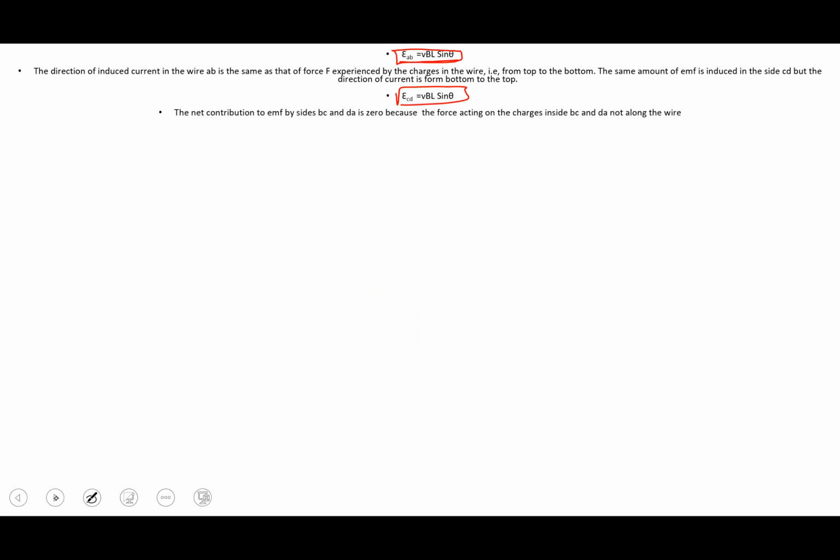Now, in this case, the net contribution of EMF of sides BC and DA is 0, because the force acting on the charges inside BC and AD is not along the wire. And that is why they are not producing any force to rotate it. So the EMF along BC and DA is equal to 0.